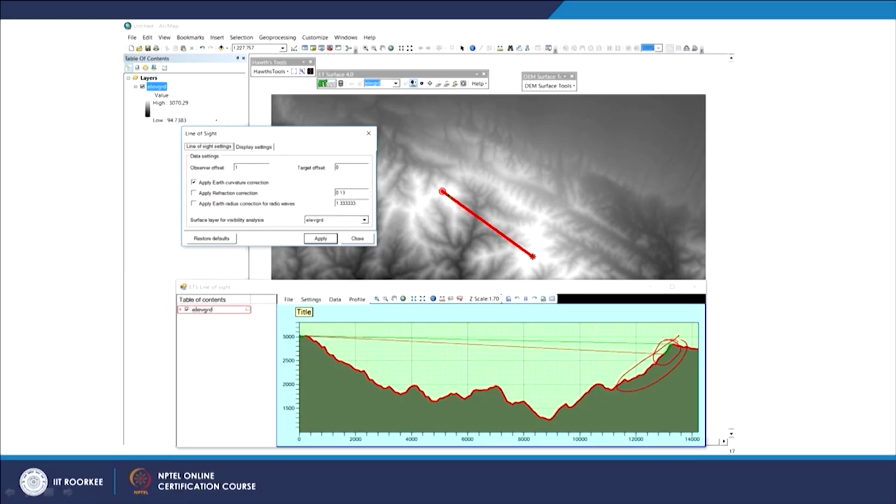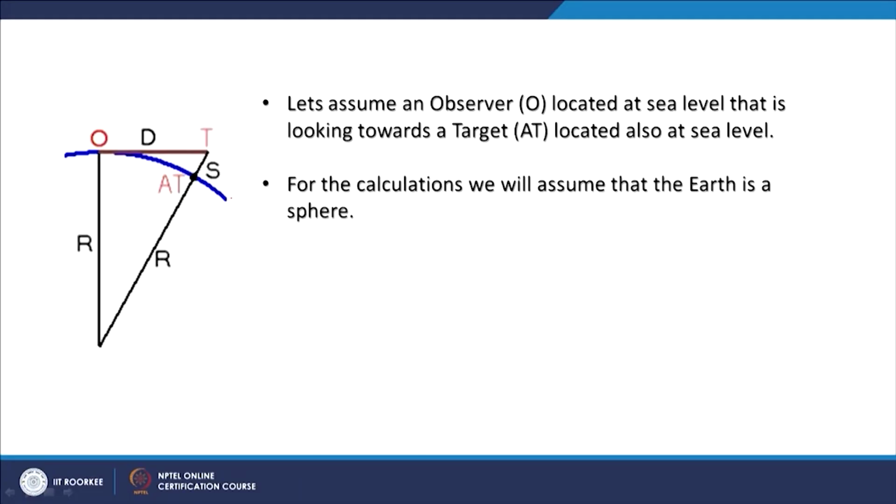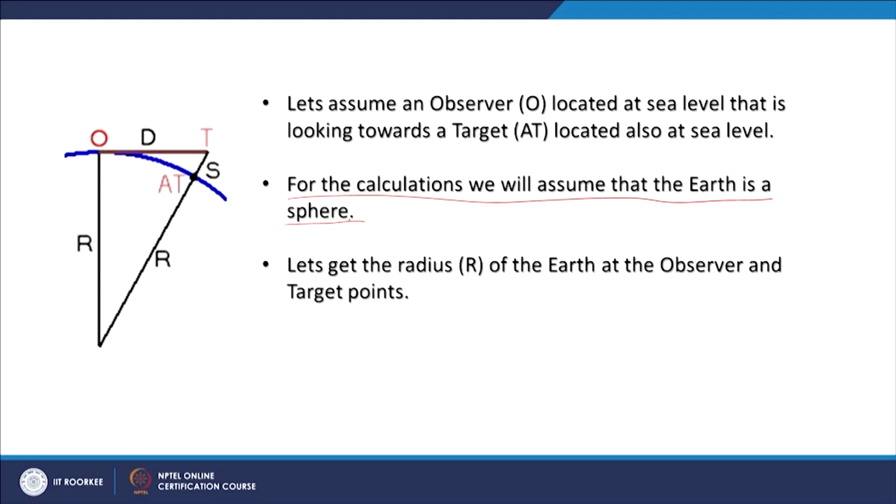So, all this line of sight analysis can be done along this line. Very small, tiny area is green here. Now, if we assume the observer is located at sea level, looking towards the target AT, also located at sea level, because for far distances the curvature will be involved and a lot of other corrections would be there. So, for the calculations we assume that the earth is a sphere, or rather a spheroid.